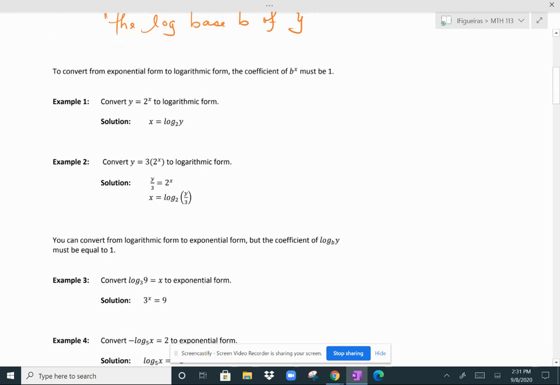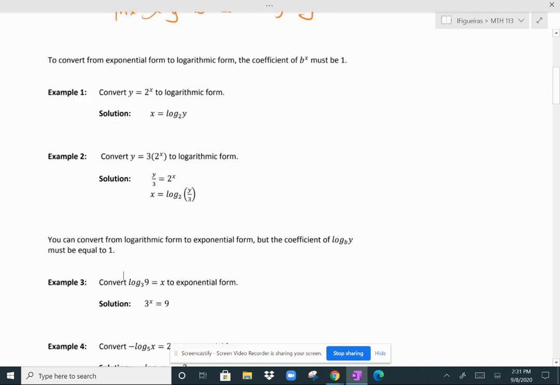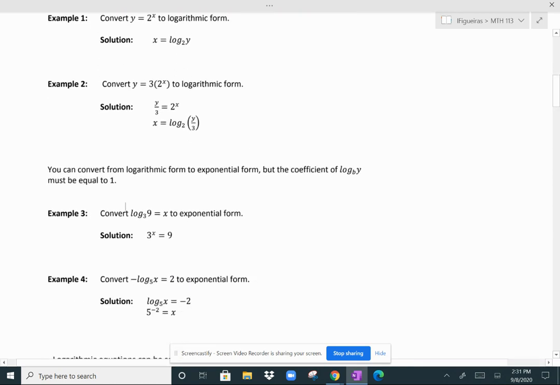To go in the other direction, to convert from logarithmic form to exponential form, it's the same idea. You can't have a coefficient in front of this other than 1. So for example, this is ready to be rewritten as an exponential. Log base 3 of 9 is the same as 3 to the x equals 9. It's just practicing converting from one form to the other, not actually solving it. We're not being asked to solve this, just rewrite the logarithmic form into the exponential form.